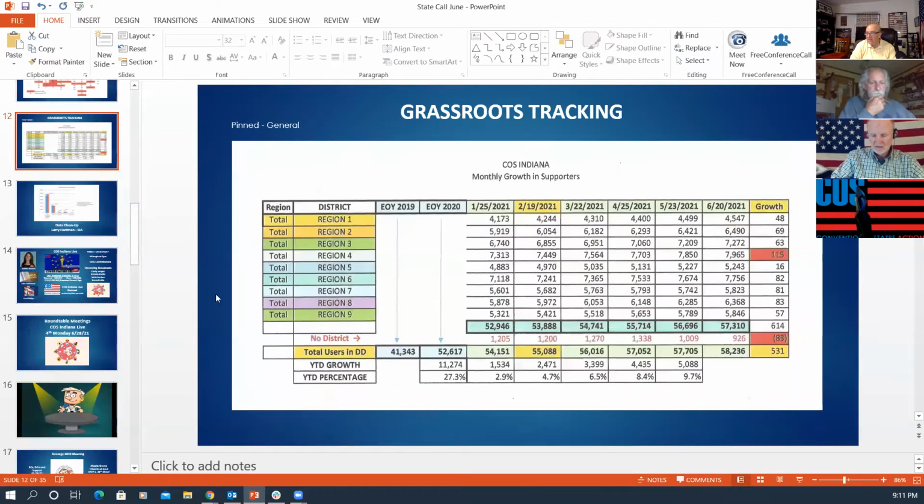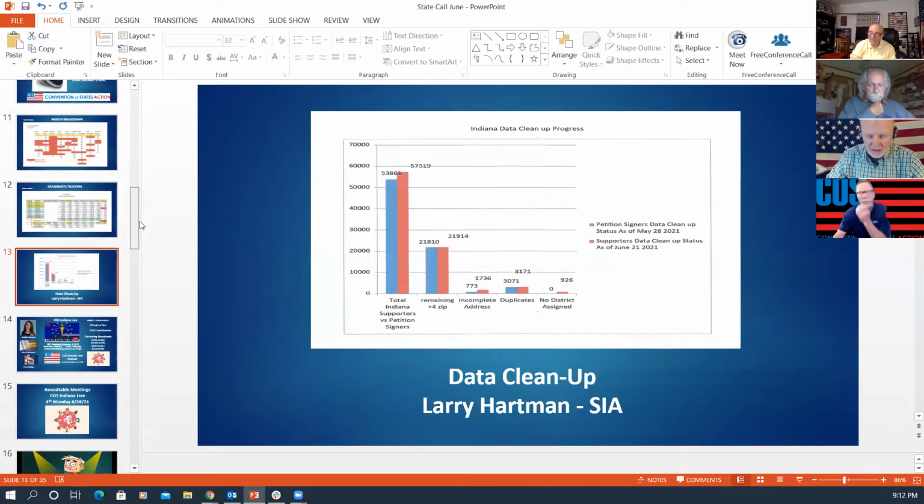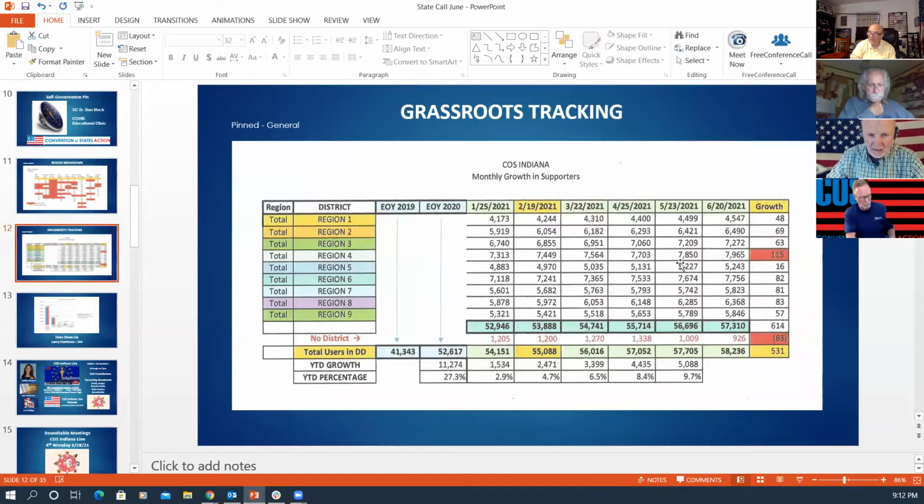Okay. Here's our grassroots tracking for June, and you'll notice here, if you can see this number, only 531 new supporters. Can you see that okay? Yes. What's happening here, and I went ahead and put this as the next slide, is a graph on our data cleanup, which I'll have Larry Hartman come on and explain a little bit. But what's happening is the data cleanup is affecting our numbers.